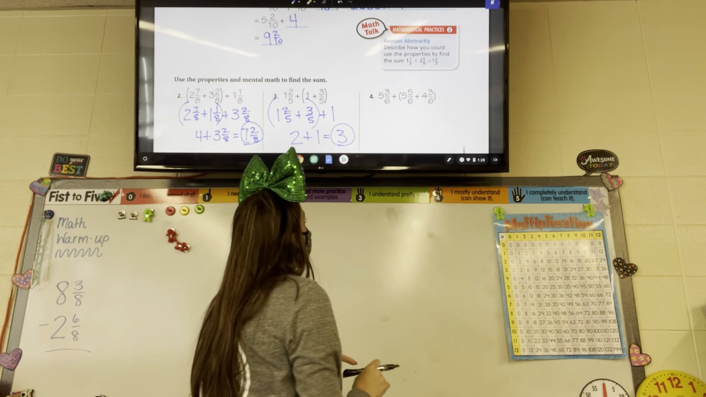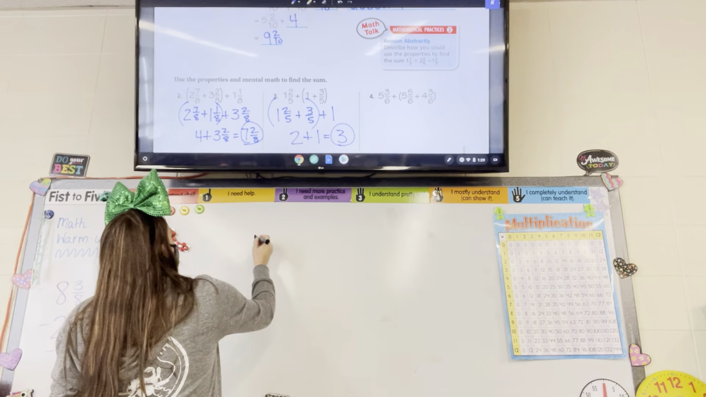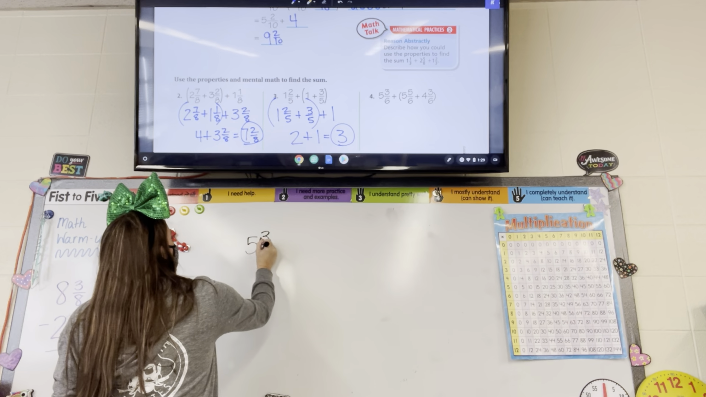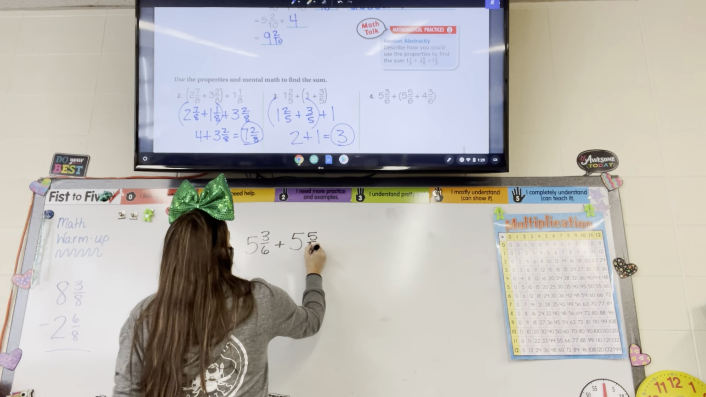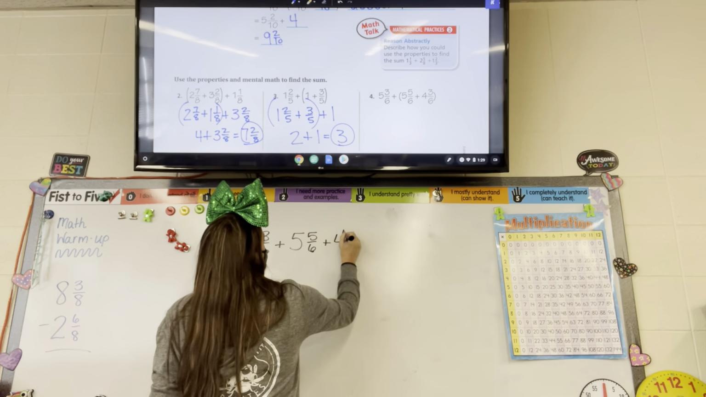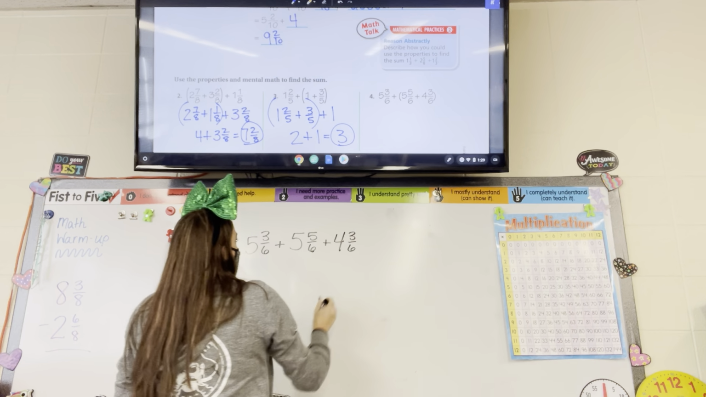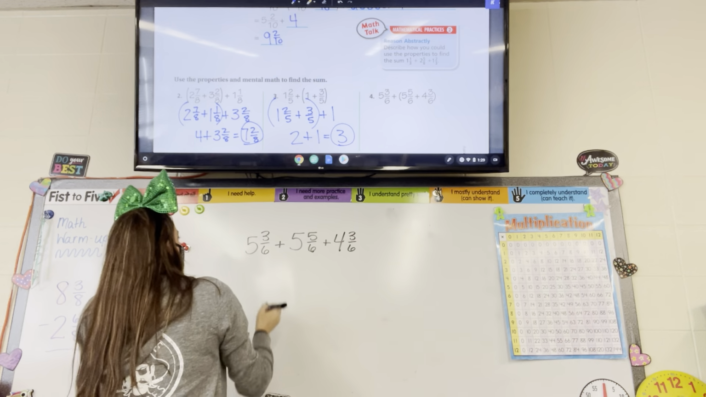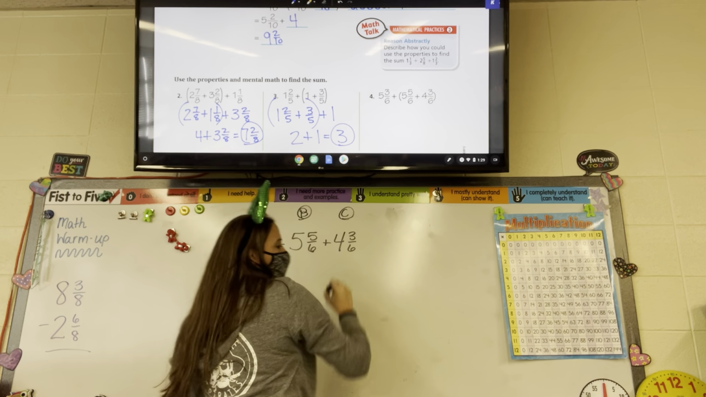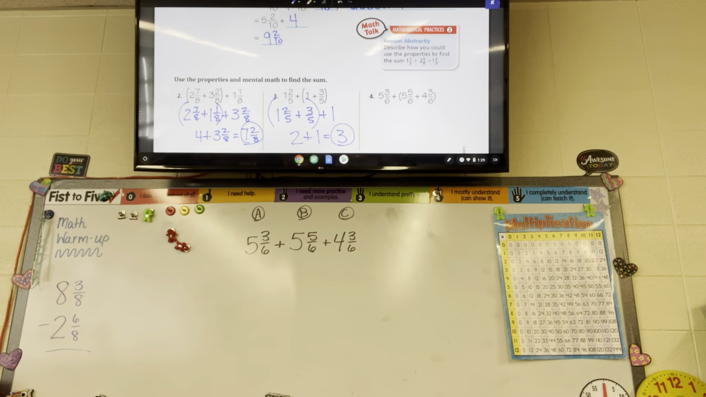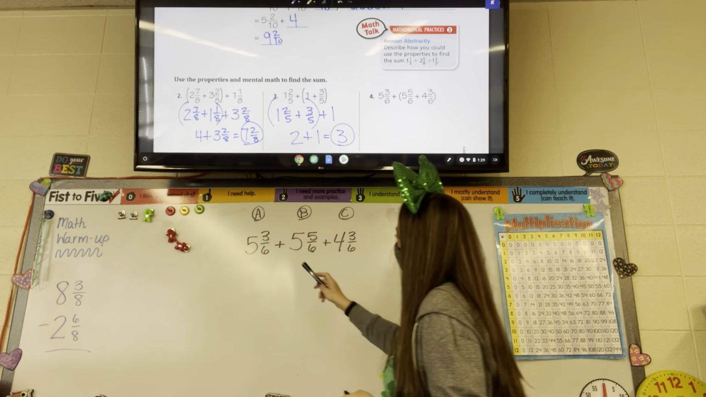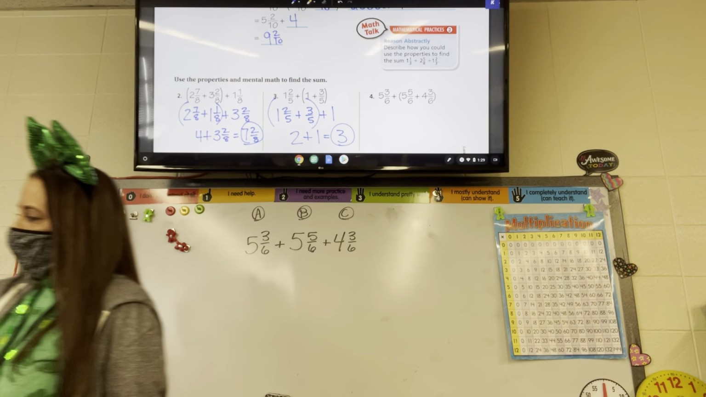Okay, 5 3/6 plus 5 5/6 plus 4 3/6. Okay, so I'm going to call this A, B, C. Which 2 add-ins should we get together first? Brinley. A and C, because 3 plus 3 equals 6, which would be 6/6, which equals 1.